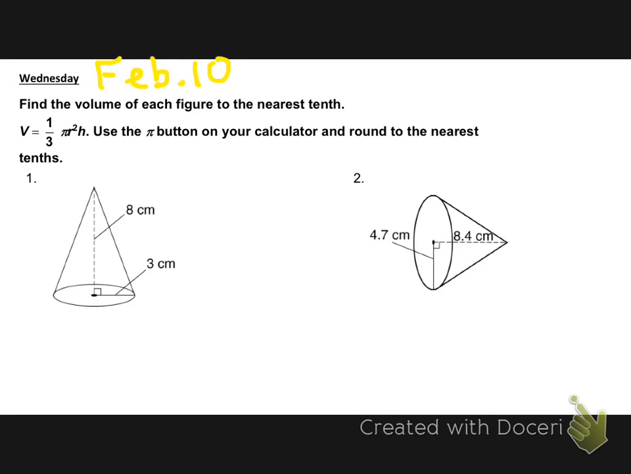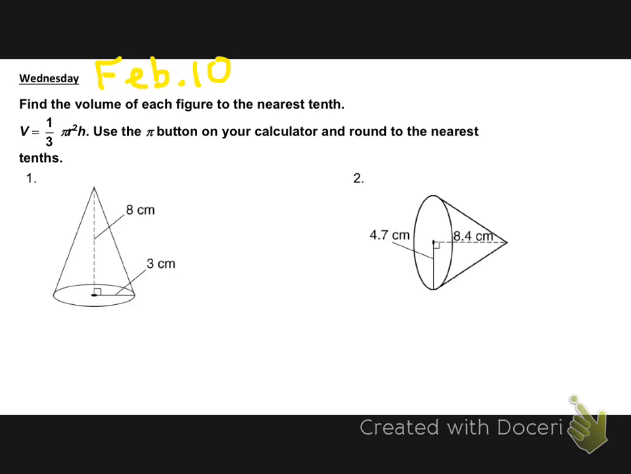This is the PSL for Wednesday, February 10th. First thing you're doing on these first two is finding the volume of each figure to the nearest tenth. Remember, volume of a cone is 1/3 pi r squared times the height. Again, we're going to use the pi button on your calculator and round to the nearest tenths.